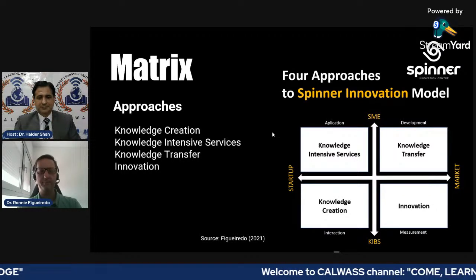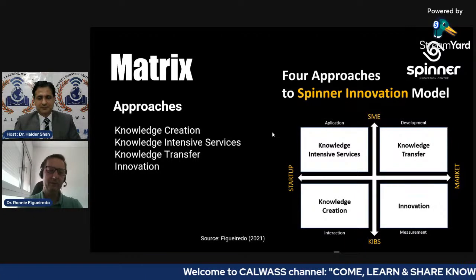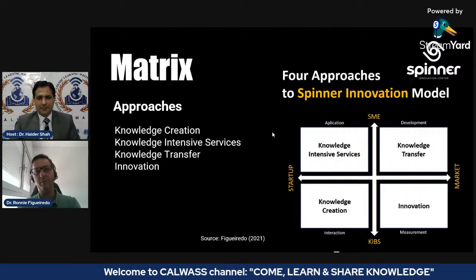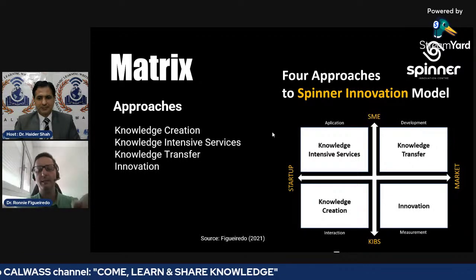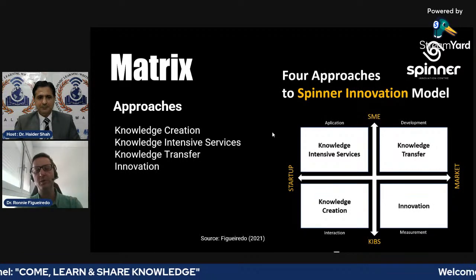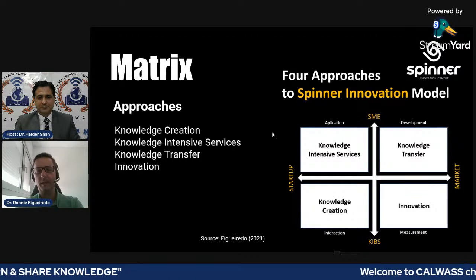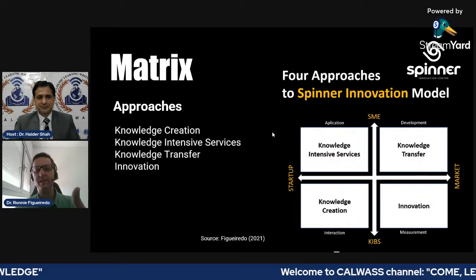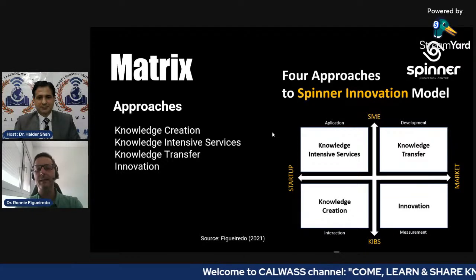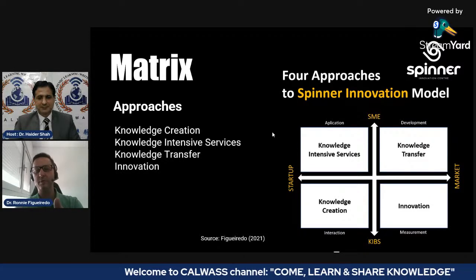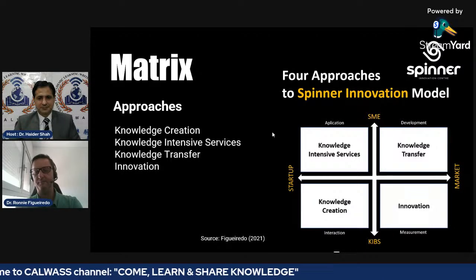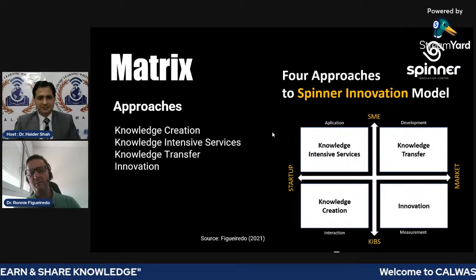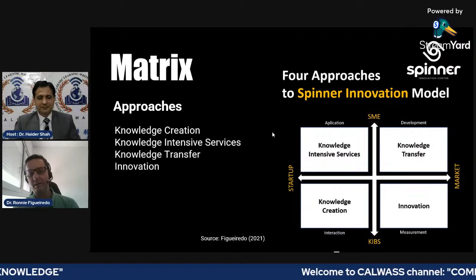That's one step. Then this startup that invited the KIBS to interact to create knowledge can apply the created knowledge in terms of a solution in a specific SME. And then, of course, this specific SME can develop solutions and transfer this knowledge to the customer needs on the market. This is the innovation happening in terms of the solution, the value added on the market.